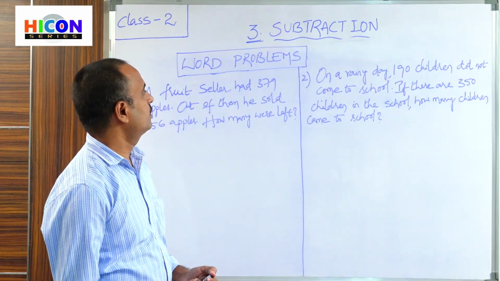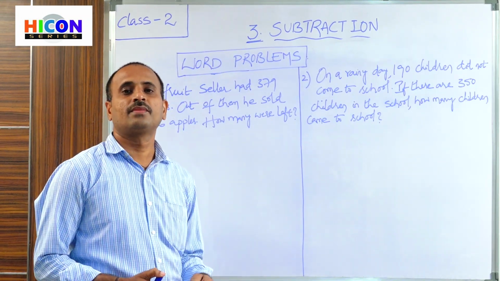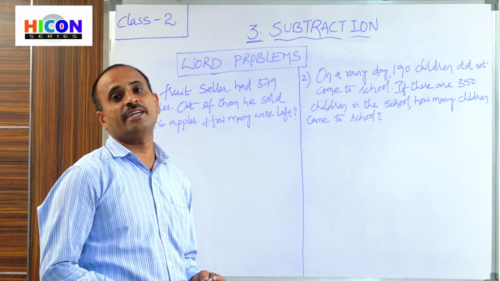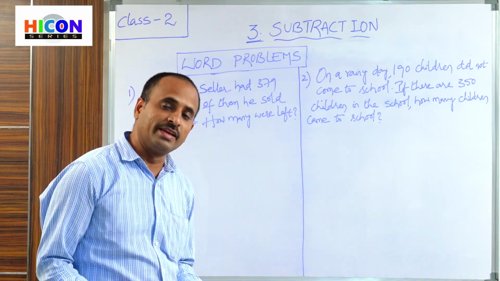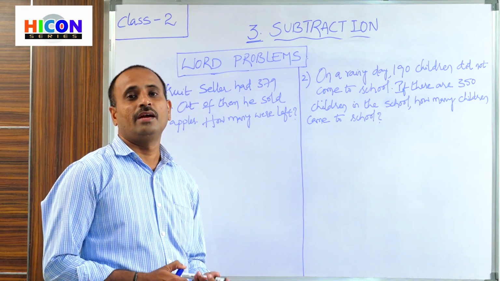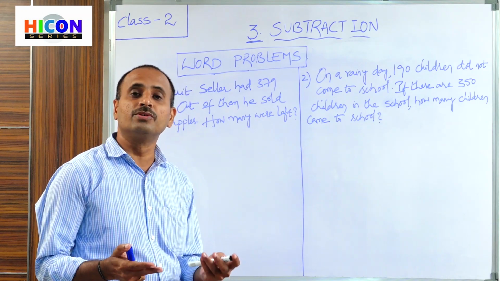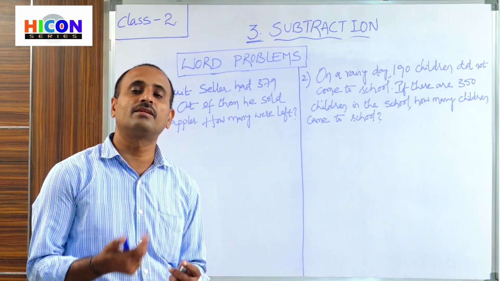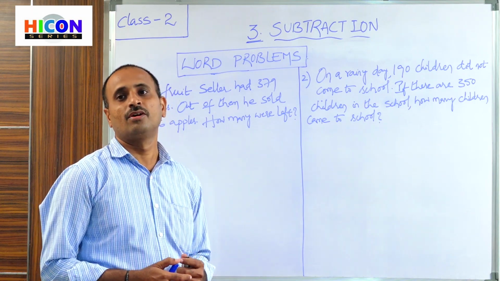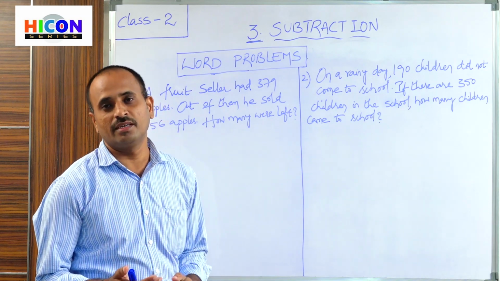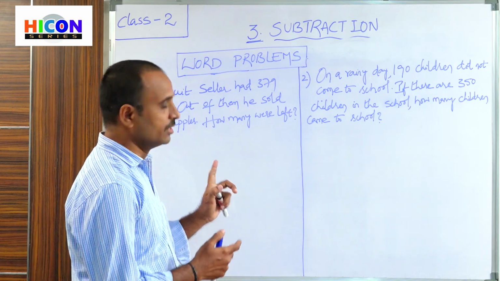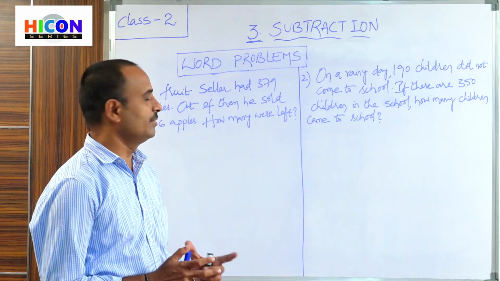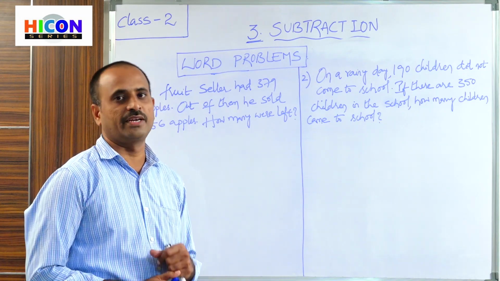So children, up to now we have discussed 3-digit number subtractions, with borrowing and without borrowing, and also we have learned how to check our subtraction. So whether our subtraction is correct or not, how can we check it? Now the next part in this chapter is word problems on the subtraction. So let us practice some word problems on the subtraction.